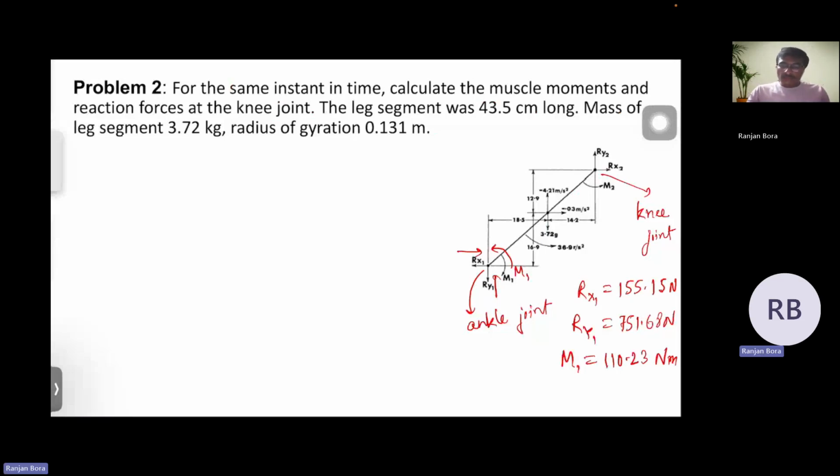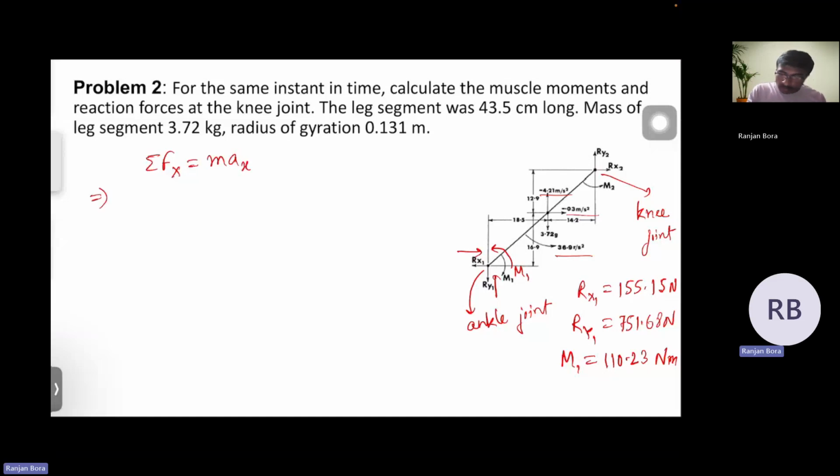So here in this problem, you can see the acceleration values are given in the problem figure itself. This is the angular acceleration, and this acceleration is minus 0.3 meter per second square in the x direction and minus 4.21 meter per second square in the y direction. So again, we'll use the force equations, which is summation Fx equal to m ax.